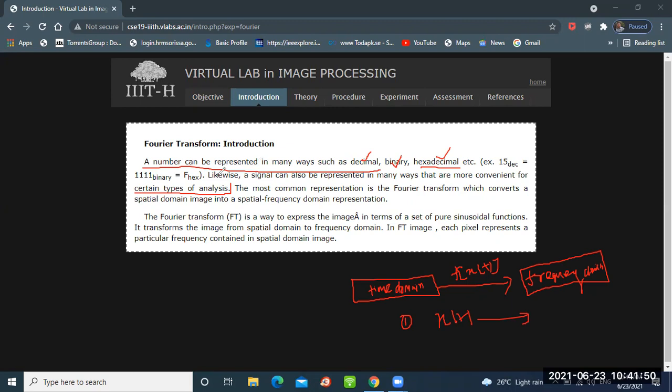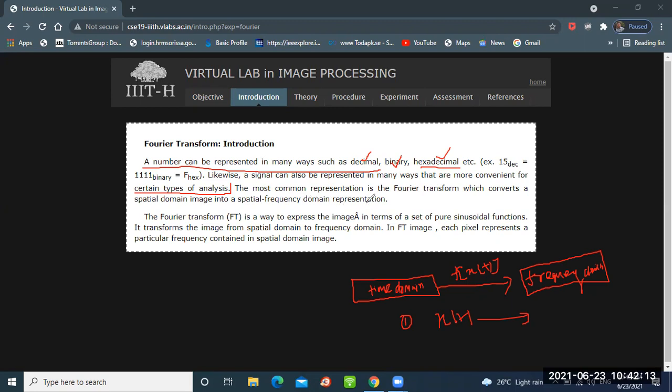So what we have said is that numbers are represented in different formats. Similarly, a signal can also be represented in many ways that are more convenient for certain types of analysis. The most common representation is the Fourier transformation, which converts your spatial domain into the spatial frequency domain representation.